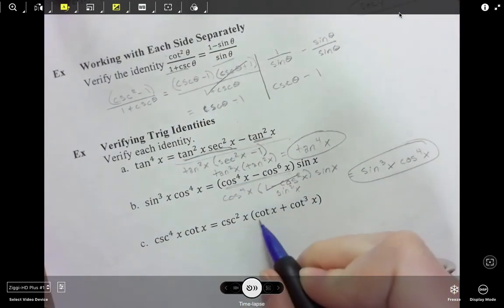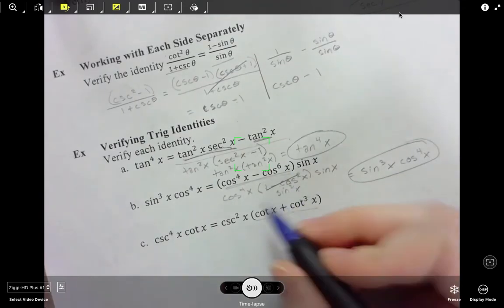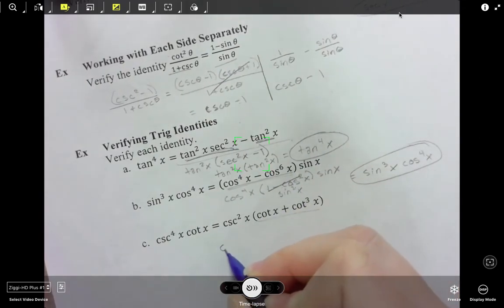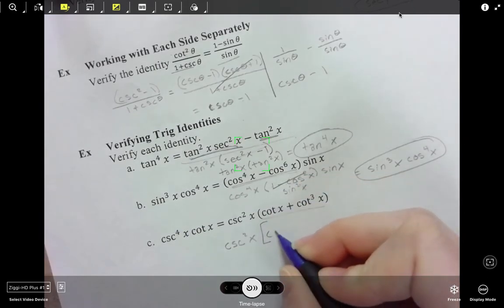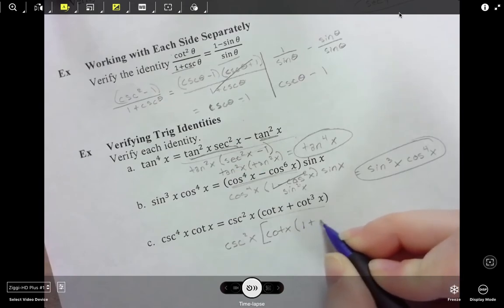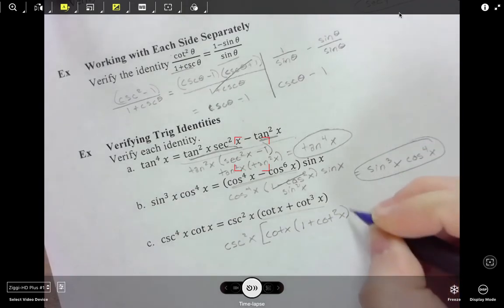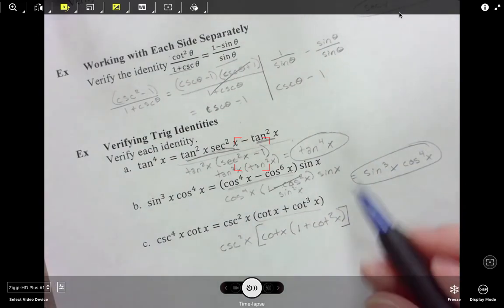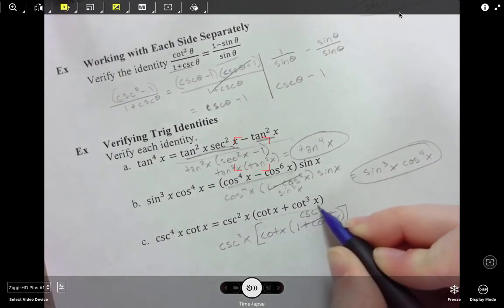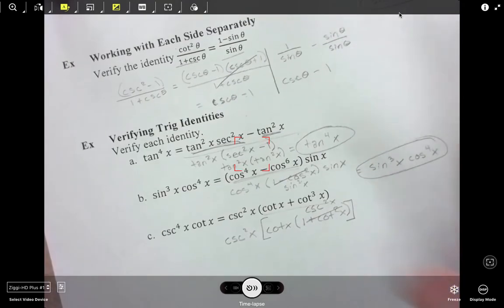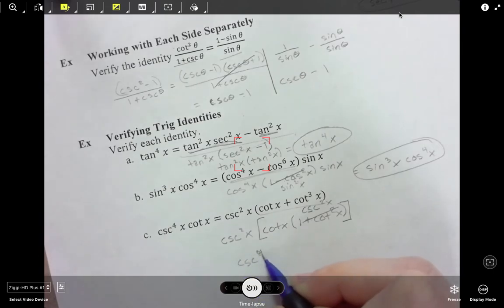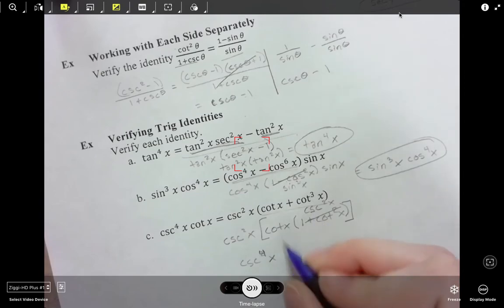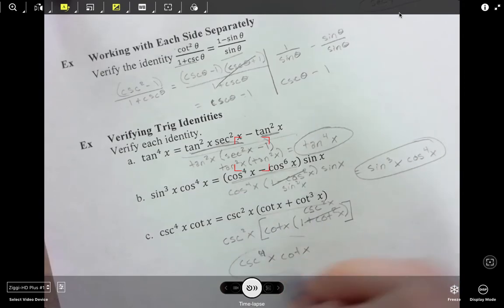And this last one right here, in this parentheses here, I see that both pieces have a cotangent, so I'm going to pull that cotangent out. I'm just going to rewrite that cosecant squared so I remember not to forget him. But then I've got, I'm going to do a bracket here. Cotangent x times 1 plus cotangent squared x. 1 plus cotangent squared x is cosecant squared x. Okay. And cosecant squared and another cosecant squared is cosecant to the 4th of x. And then I've got that cotangent x. And that's what I started with.